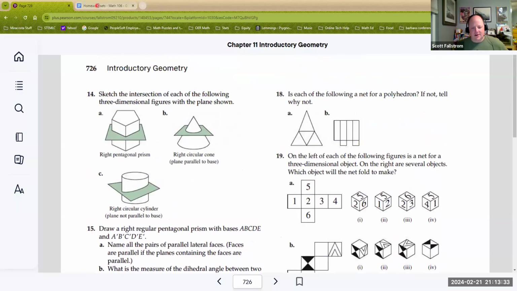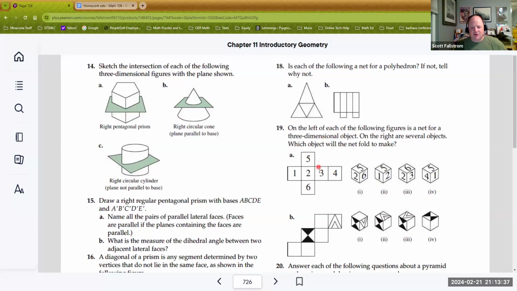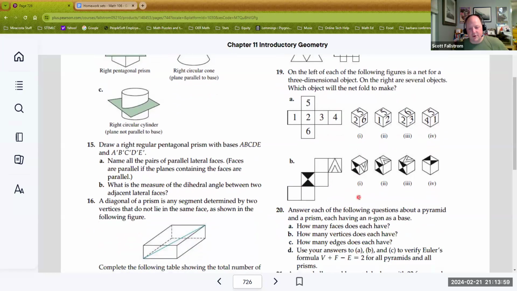Okay. Let's see here. That was 17 and then 19 through 21. So this is a shape here. This is a net. You're going to fold that net up. And when you fold that up in your mind, I'll give you 4 options. Which of these is going to actually represent this? So as you take a look, what does it look like? And the same is true for this one with the kind of weird, shaded pieces.